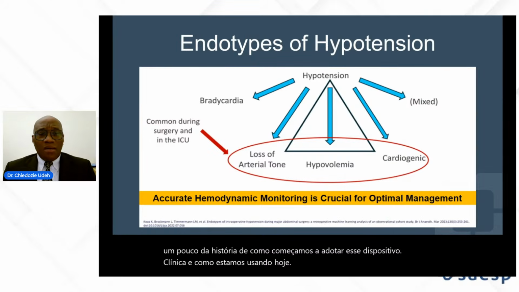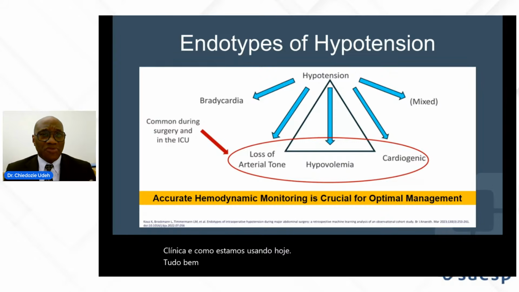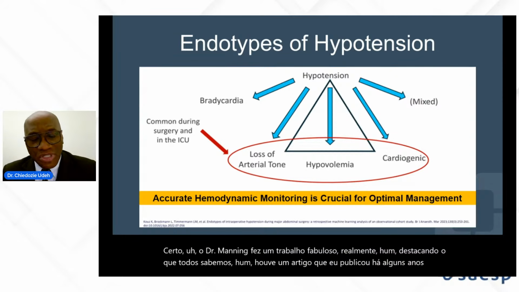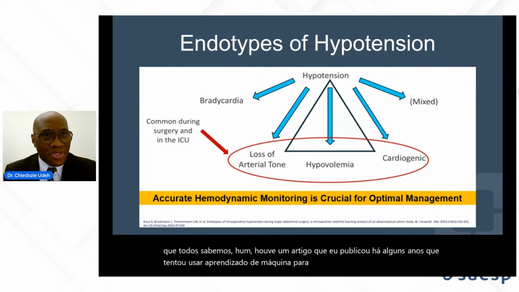Dr. Manning did a fabulous job of really highlighting what we all know. There was this paper that was published a few years ago that tried to use machine learning to define the types of hypotension in the operating room.